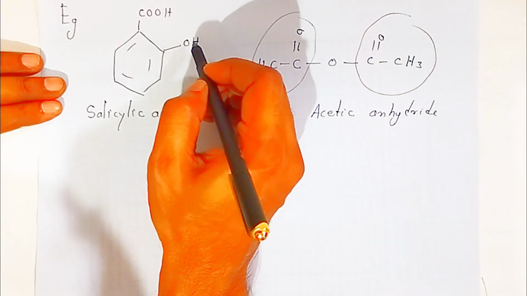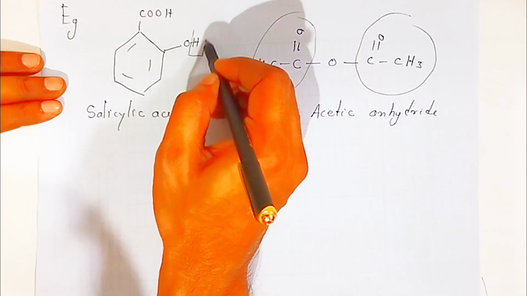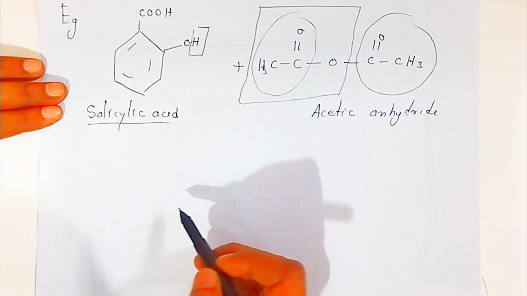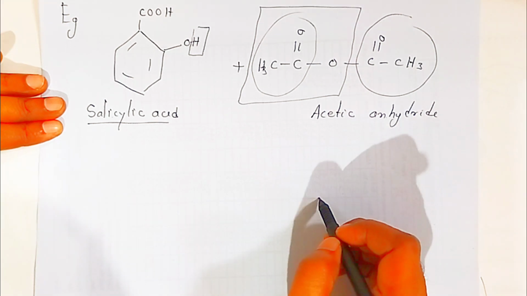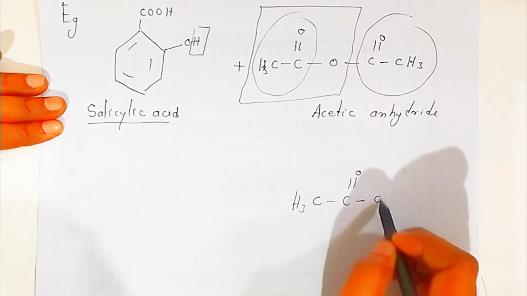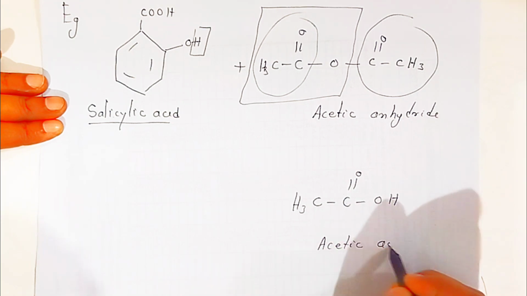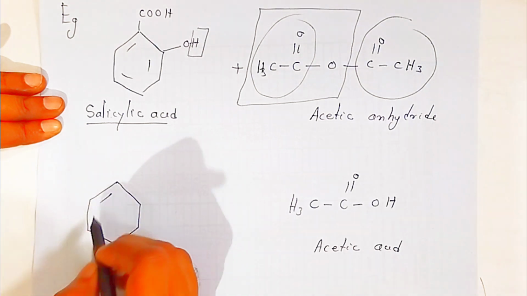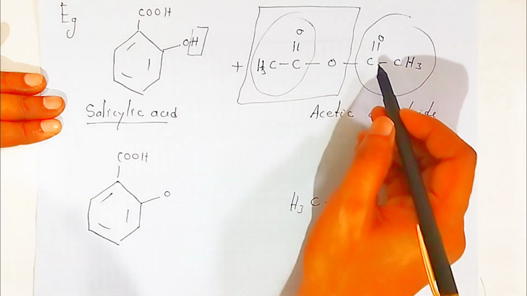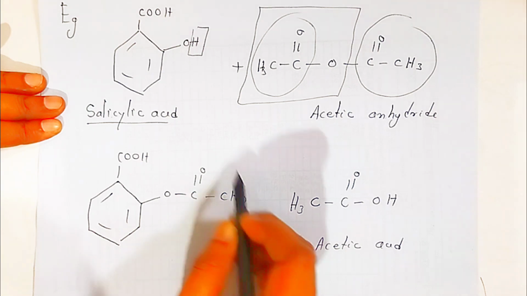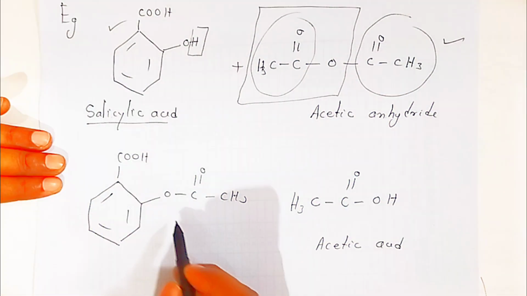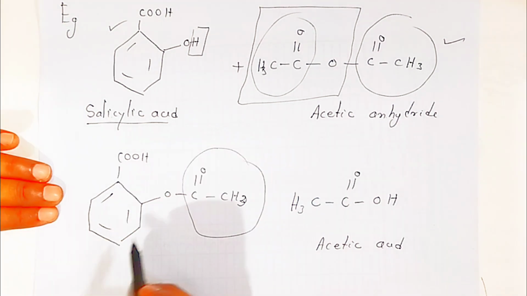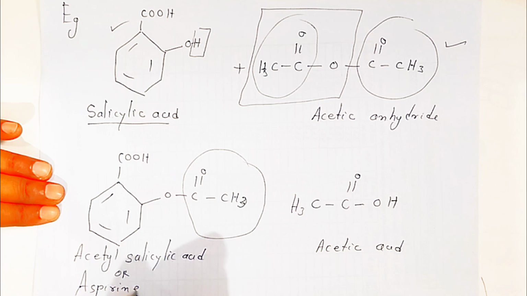Now what happens, students? Here the breaking of the bond between oxygen and hydrogen will take place. This hydrogen of salicylic acid now combines with this acetate and it will form a carboxylic acid, CH3COOH. That is called acetic acid. Now what happens, students? This part will now combine with this acetyl group. So students, you are getting a compound like this. Now it will combine with COCH3. So this part will combine with this and it will form what we call by the common name aspirin, or you can say acetyl salicylic acid. This is acetyl, so in this way you can prepare aspirin.